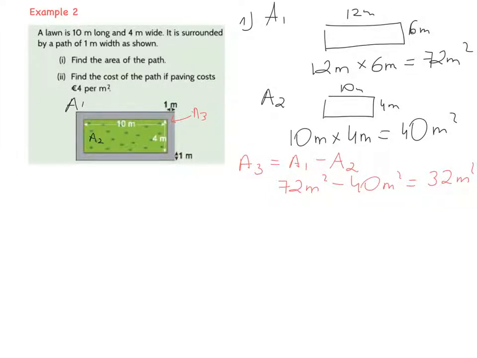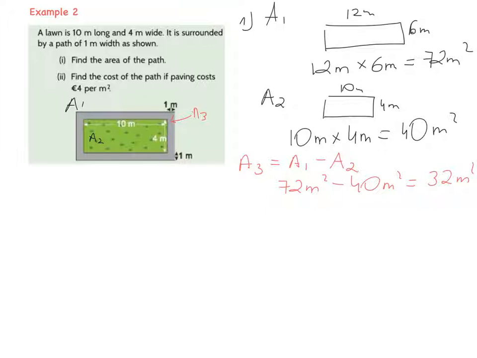And then we have the second question here. We need to find the cost of the path if paving costs 4 euro per meter squared. And it's really, really important that you know how to do it, because in real life, when you are adults, you need to know how to find the cost and how to find the area.